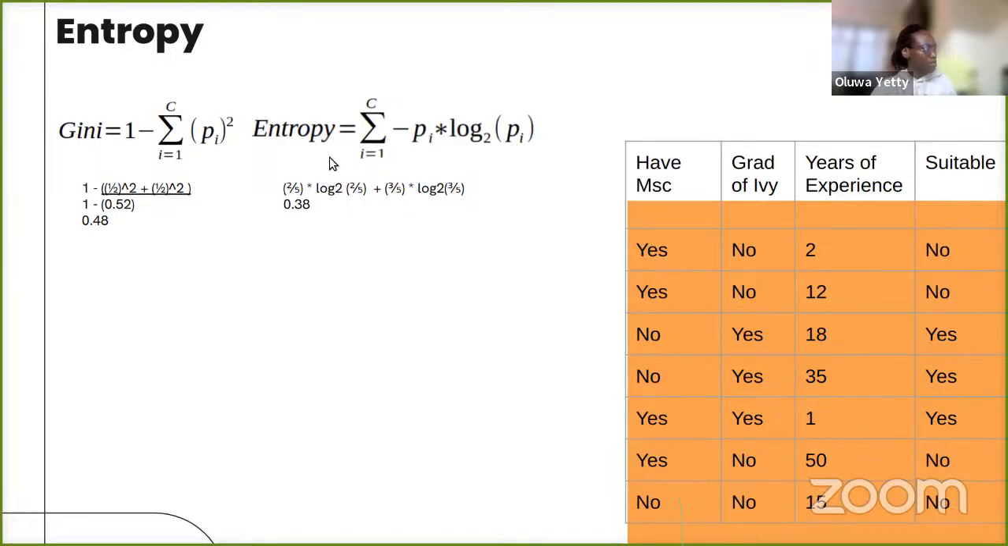And we do that for each instance, like suitability yes and suitability no. This section shows the yes side, while this section shows the no side. And it's the same thing: when it is closer to 0, you pick that particular branch. So that's basically entropy, and that's how it's different from the Gini index.